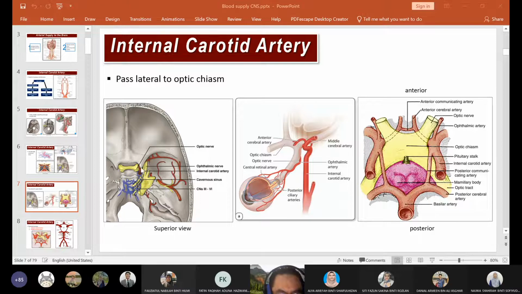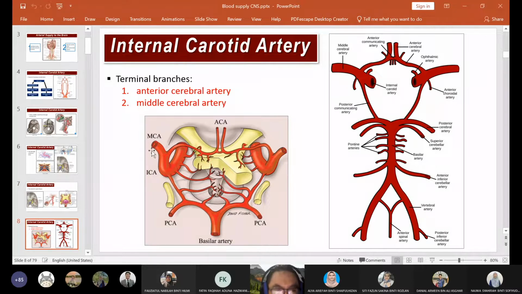And the carotid artery is lateral to the optic chiasm. Again, this one is the internal carotid artery, and this is the optic chiasm. Macam H ke atau X, whichever lah. This is lateral to the optic chiasm. This one is another big picture. So the internal carotid artery is lateral to the optic chiasm.